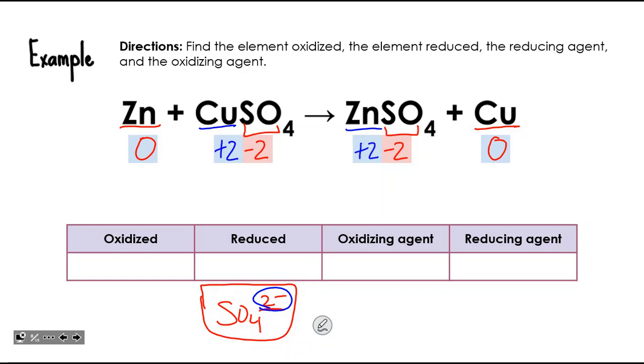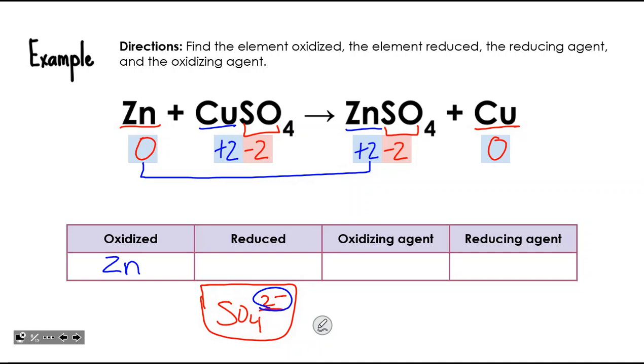Now we can look and see which element's being oxidized, which element's being reduced, and then we will figure out our agents. So zinc goes from 0 to +2. You can see it starts out at an oxidation number of 0 and then it ends up at +2. Is it being oxidized or reduced? Becoming more positive or becoming more negative? Oxidized, good. It's becoming more positive, so zinc is being oxidized.